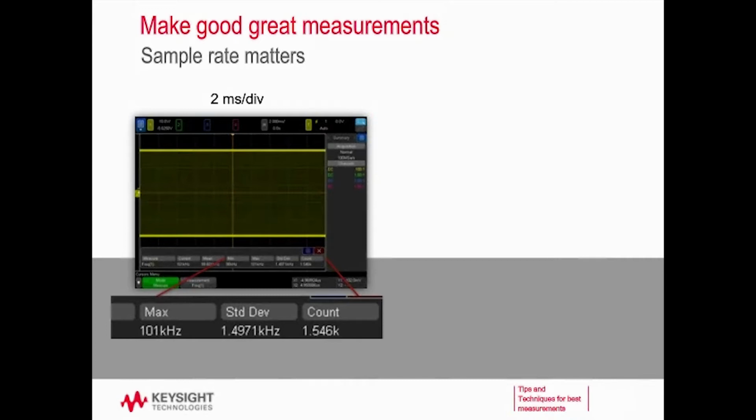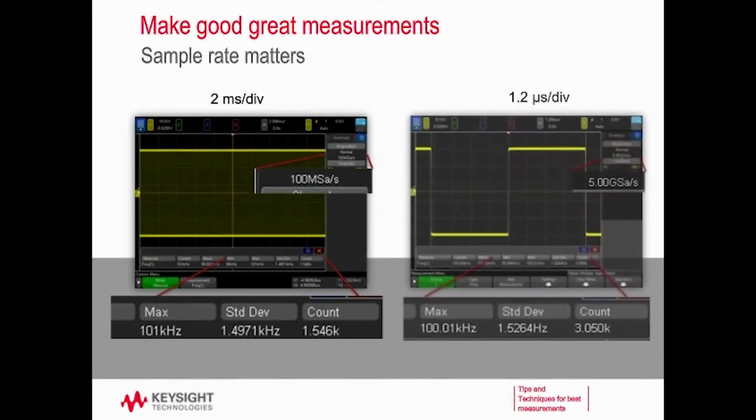So what happened is I'm at 2 milliseconds per division here. And you can see my sample rate, so how fast my ADC is sampling, is 100 megasamples a second. Now the maximum sample rate of the scope is 5 gigasamples a second. So something happened here, and we'll talk about why the sample rate's lower.